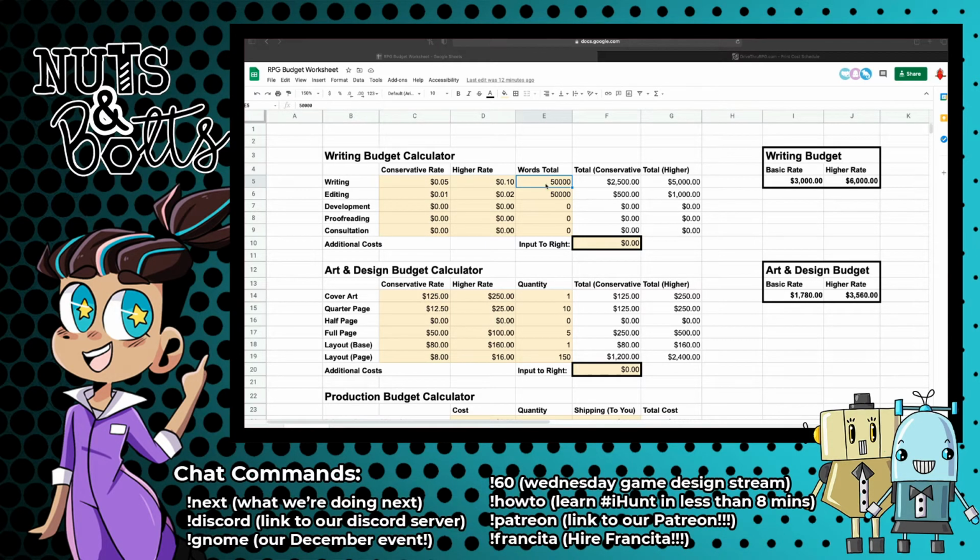Okay, so we're going to say it's like 40,000 words. Sounds right. So 40,000 words, and we're going to use the base rate of 5 cents and 10 cents, editing 1 cent and 2 cents. Development is going to be done by the writer and the editor in this case, so we don't need to worry about it too much. Proofreading, likewise, we're not going to bother. Consultation, we don't have any post-apocalyptic children to consult. So I might ask Tina some questions.